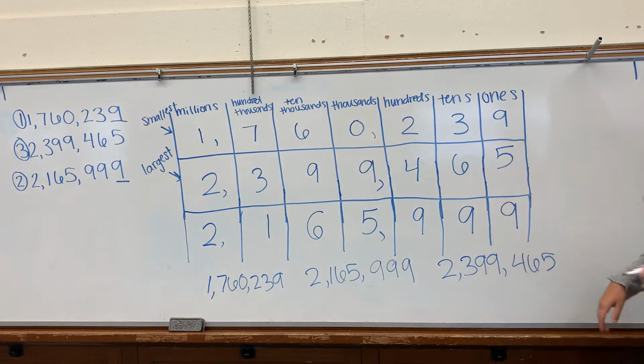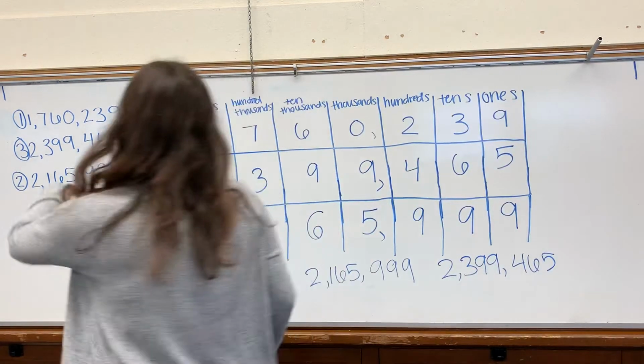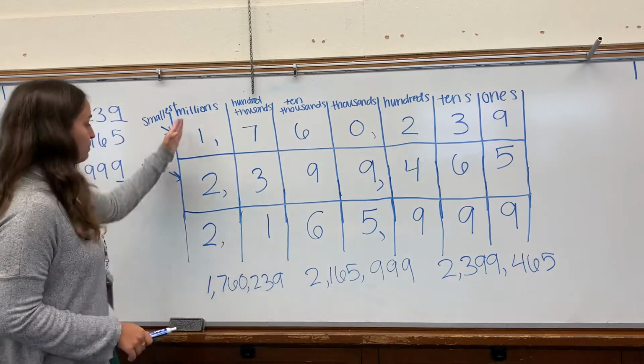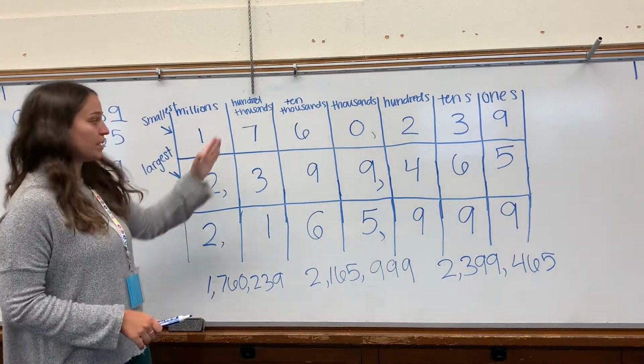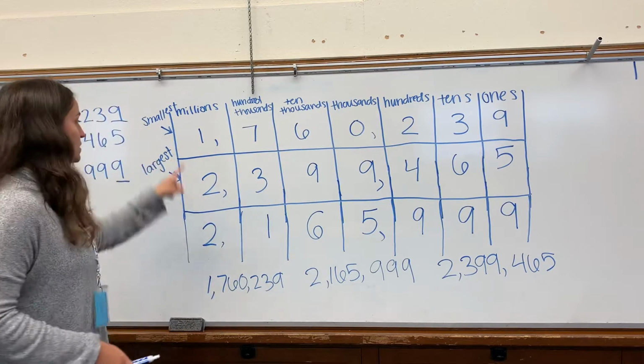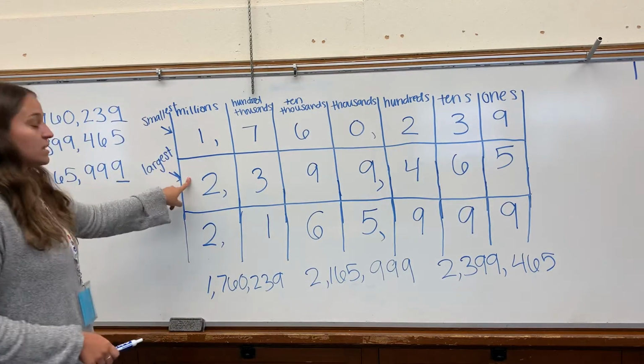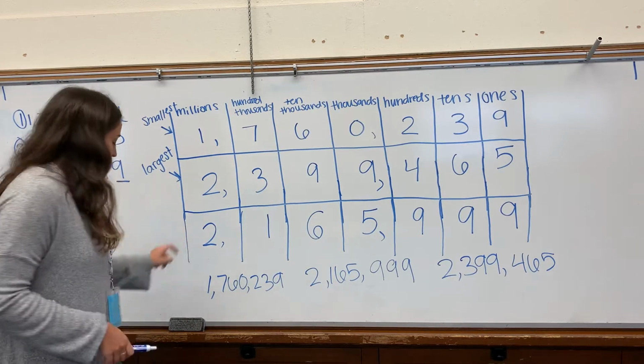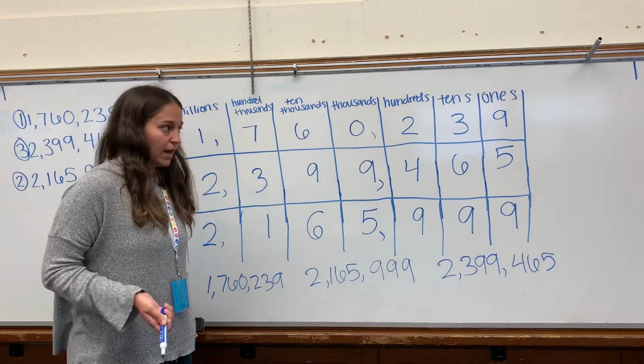2,399,465. Okay? So you see how I took my 7-digit numbers, I put them in my place value chart so I could compare them, and then I decided which one was the smallest, which one was the largest, and then that left this one for the middle. Okay? So now you guys are going to get a chance to practice this.